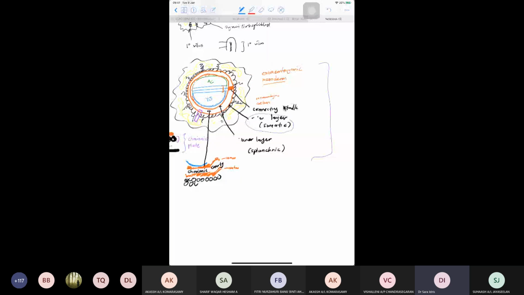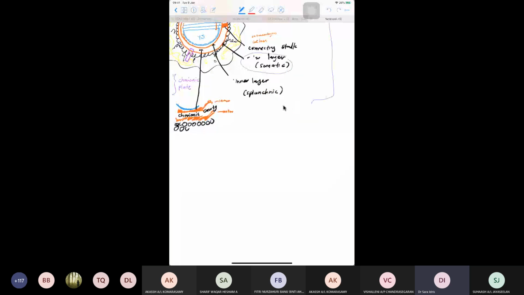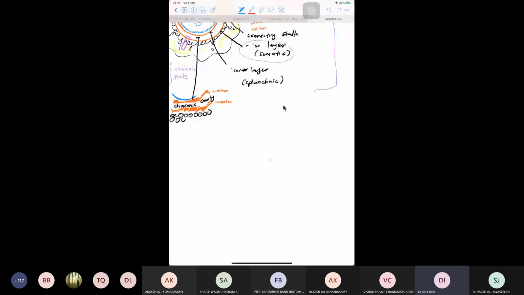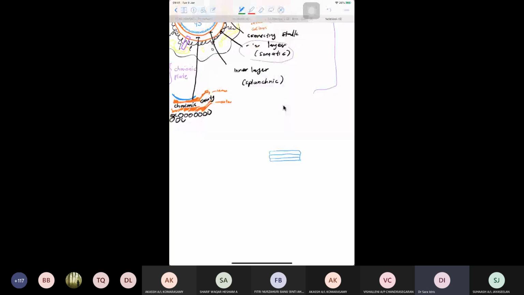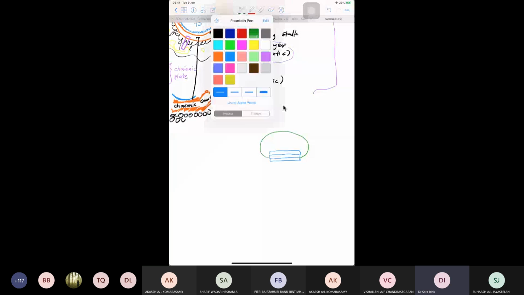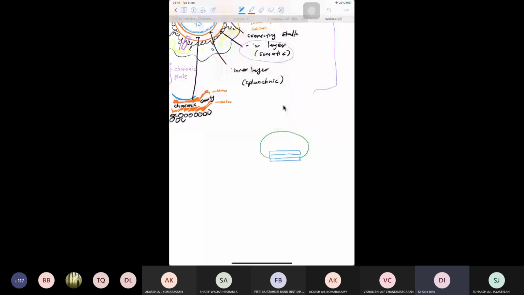So if we cut your embryo in that region there, you can see that at first you have these 3 layers, your ectoderm, mesoderm, and endoderm, and then you have the amniotic cavity, and you have the yolk sac underneath that. What color was yolk sac? Yolk sac was blue also. Okay, you have your yolk sac underneath that.